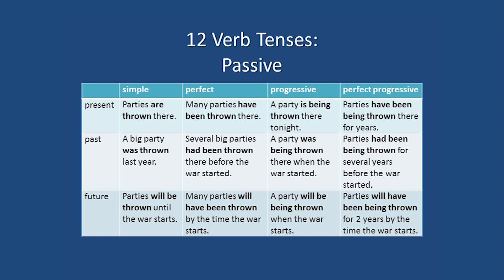Okay, remember we use passive when we want to make the object the subject. To form a passive verb, use the auxiliary verb be and the past participle of the main verb. The auxiliary verb be forms all 12 tenses in the passive. Verb tense rules are the same for passive and active verbs, so we'll just take away the passives for now.